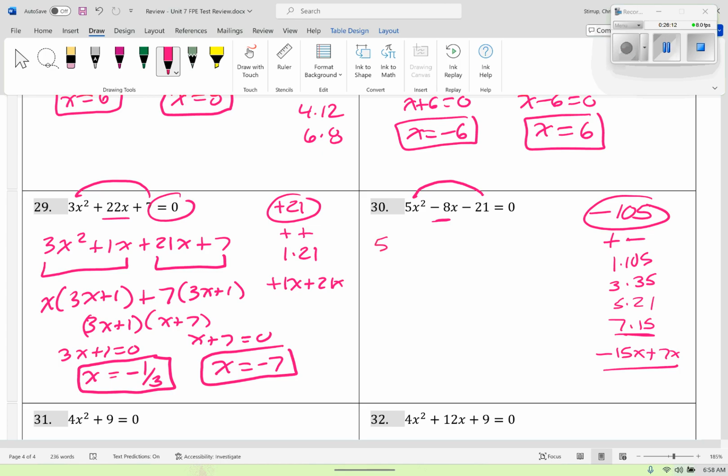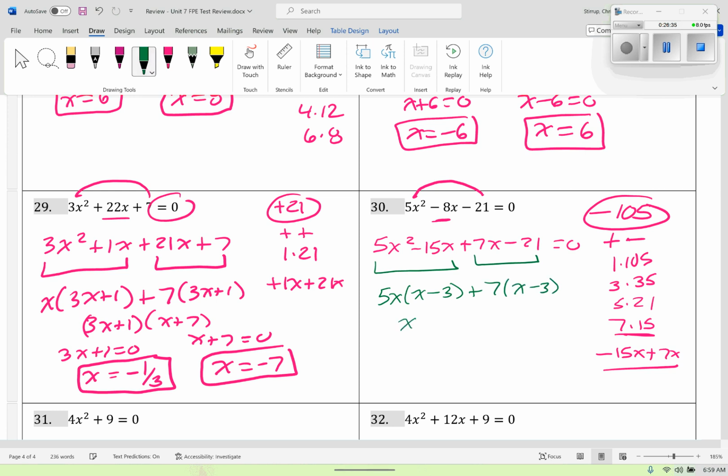So I'll replace that. So I get 5x squared minus 15x plus 7x minus 21 equals 0. Okay, so I'm going to factor a 5x out of both of those. That's going to leave me x minus 3. Middle sign comes down. Factor 7 out.